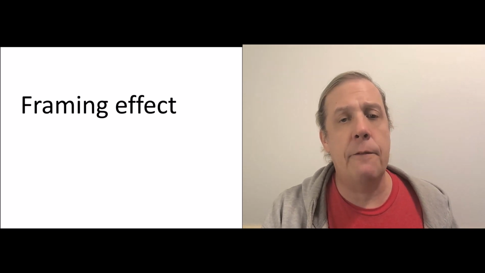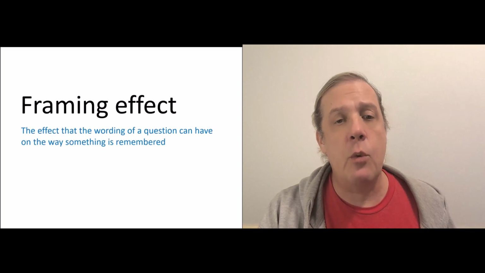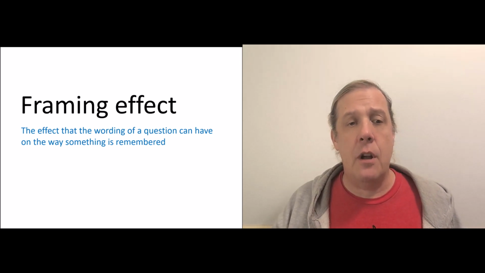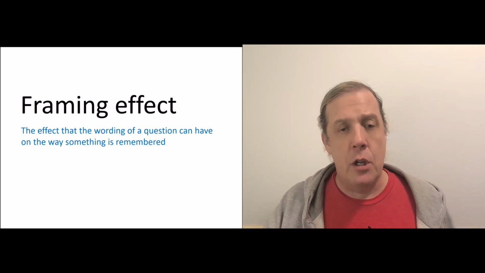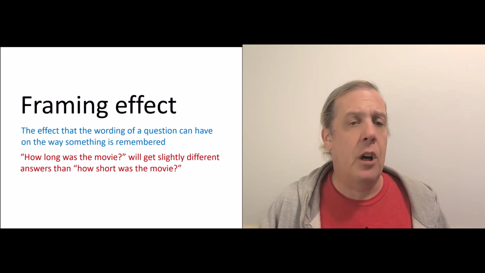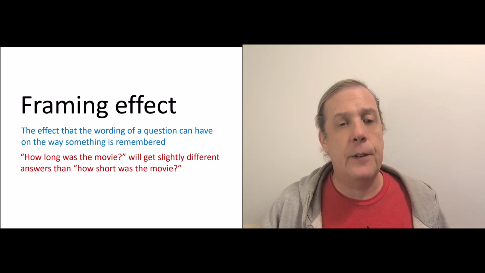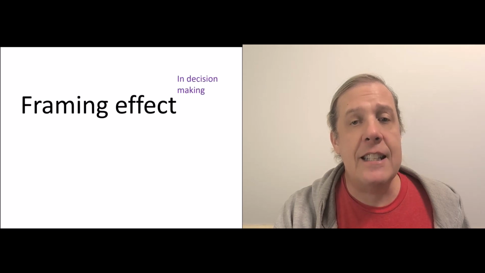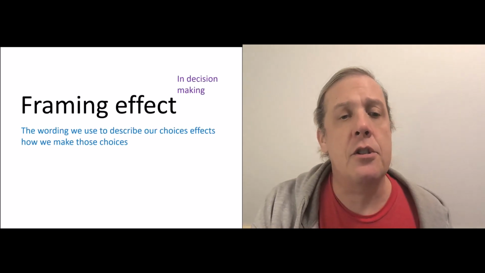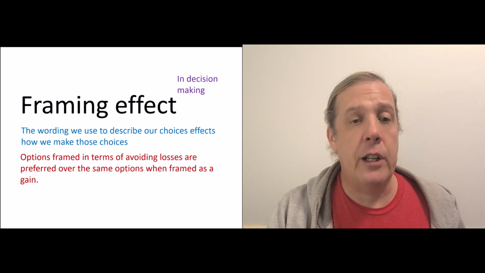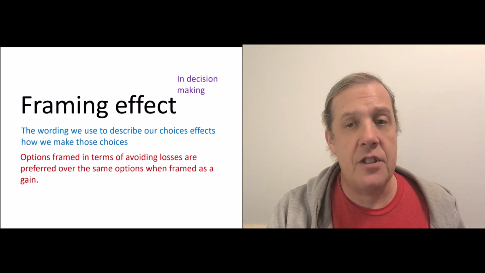And we saw the framing effect earlier in the section on memory. There we said that the framing effect meant that the wording of a question can affect the way something is remembered. So when we were discussing memory, we pointed out that asking someone how long was the movie will get slightly different answers than asking how short was the movie. So this is the framing effect in memory. We can now see the framing effect in decision making. The wording we use to describe our choices affects how we make those choices. Options in terms of avoiding losses are preferred over the same options when phrased as a gain.